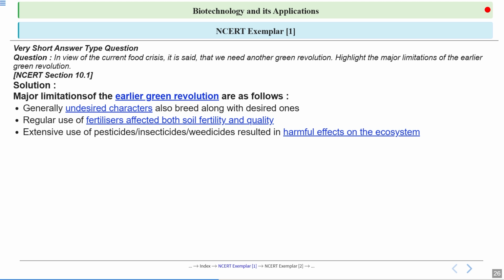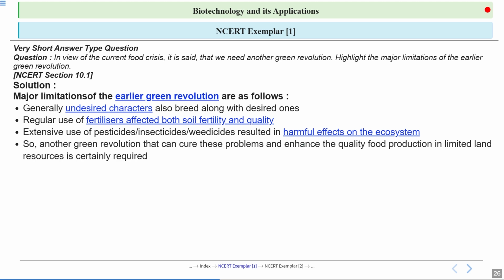Extensive use of pesticides, insecticides, and weedicides resulted in harmful effects on the ecosystem. As I said, fertilizers, pesticides, insecticides, and weedicides are not very good for soil and even cause harmful effects on the ecosystem. So another green revolution that can cure these problems and enhance food quality and food production in limited land resources is certainly required, and that's the reason we need another green revolution.